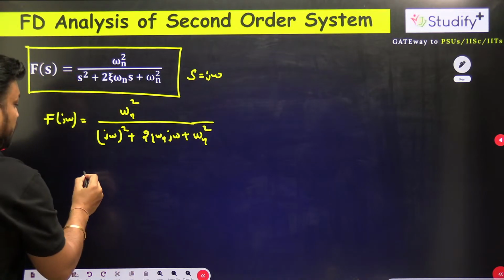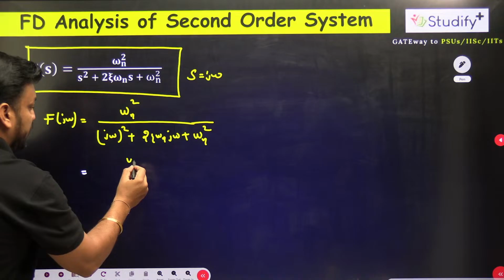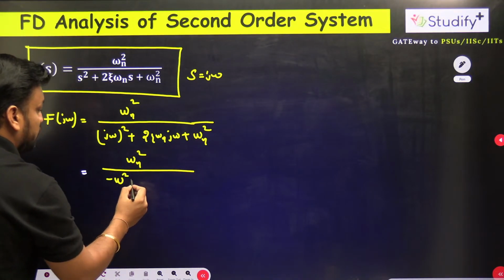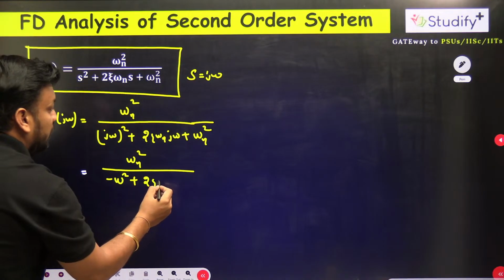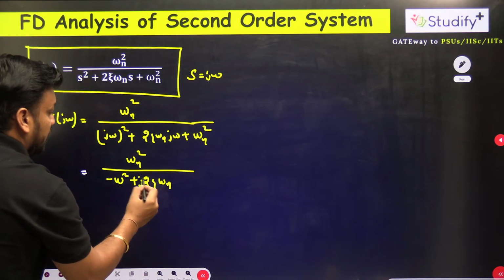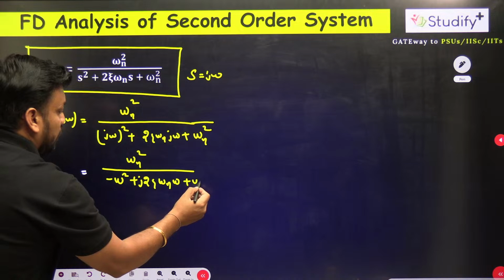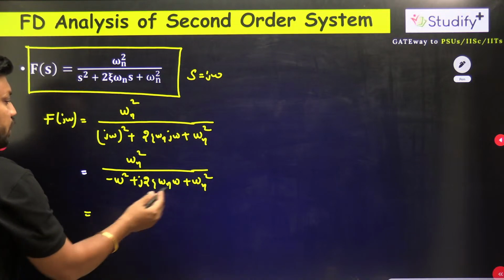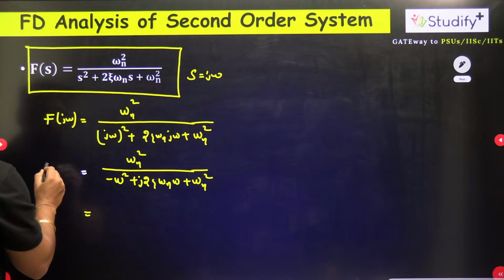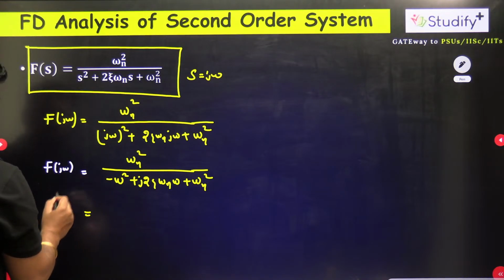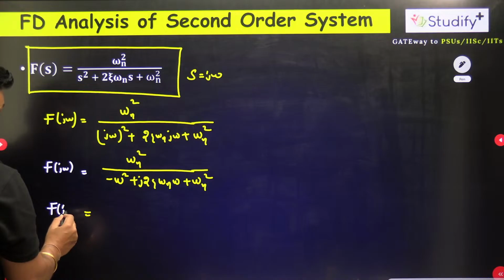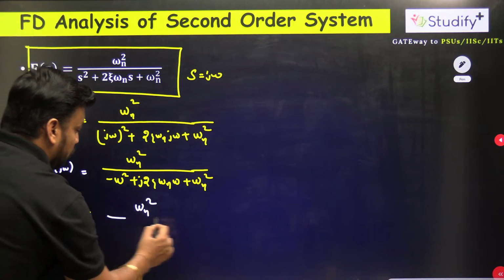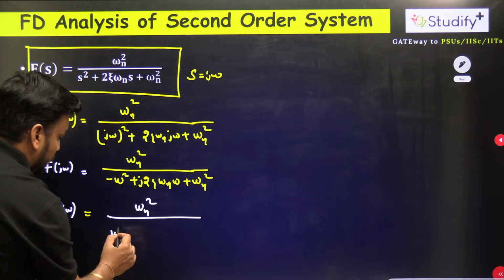Now student, once you do j square, you should get omega n square upon minus omega square plus twice zeta omega n j omega plus omega n square. Yes or no? Now student, here you can take omega n square outside the bracket. So the magnitude of F(j omega) is what? Omega n square को बाहर ले लो. So omega n square already यहाँ है. Here also you can take omega n square outside.